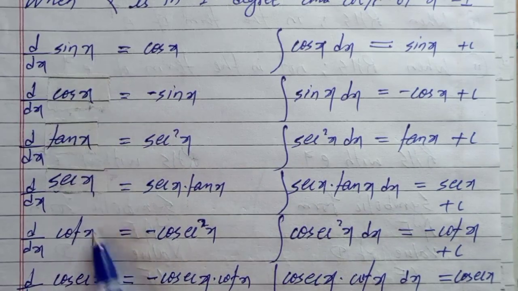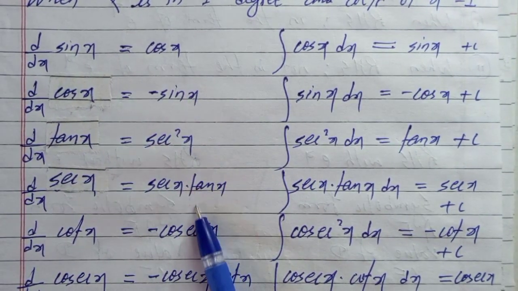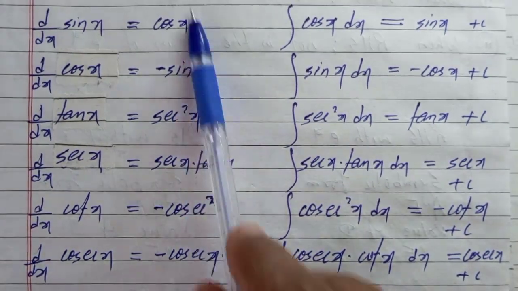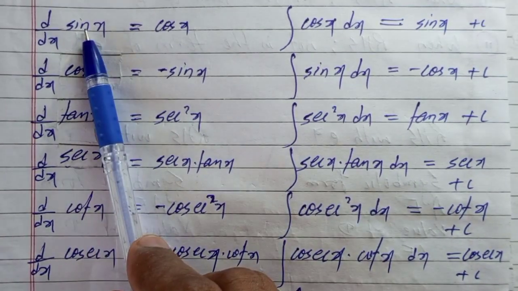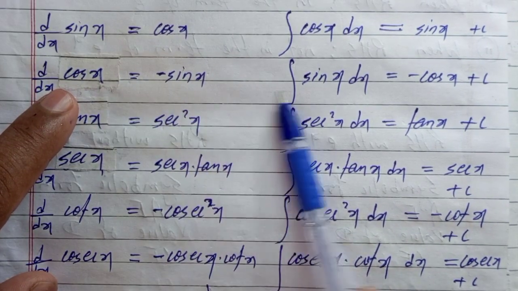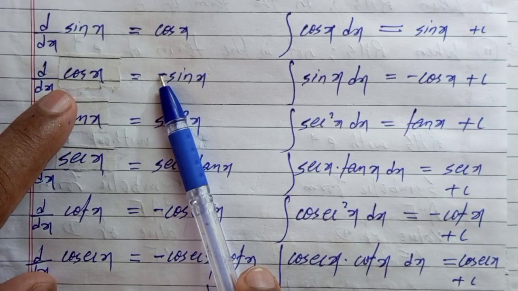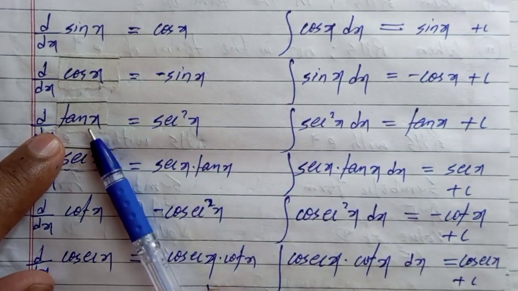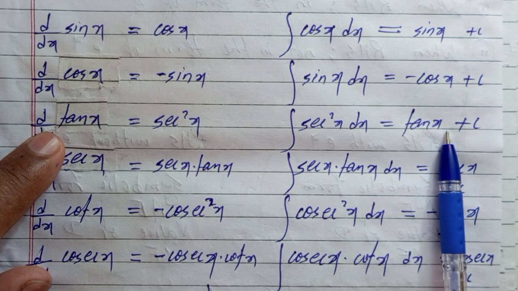So whatever derivative values we got, that is sine, cos, sec square, sec into tan, cosec square, cosec into cot, we will just integrate these and we will get our answer. Means here the derivative of cos is minus sine, so the antiderivative of sine is minus cos. That minus sign can be used on either side. Similarly, the derivative of tan is sec square, so the antiderivative of sec square is tan x.